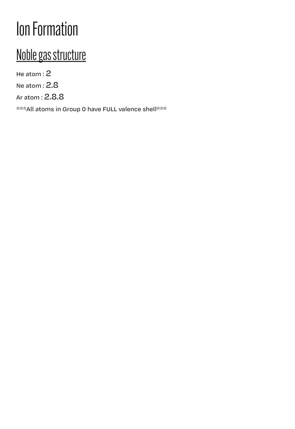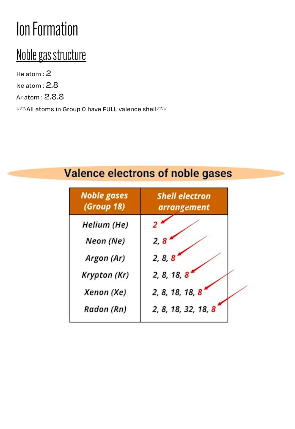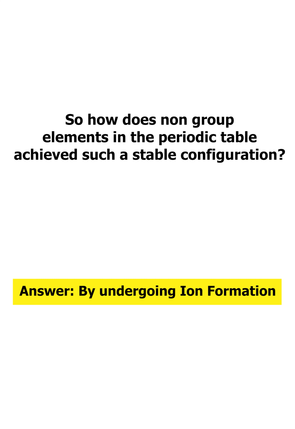So if we pay attention to the arrangement of electrons in those elements, we will notice that these noble gases have all their outermost electron orbitals filled to the maximum. Because these elements have full valence orbitals, we say that they possess noble gas structure. This is a stable configuration, and thus, noble gases are inert and very unreactive. Then how do non-group 0 elements in the periodic table achieve such a stable configuration? They do so by undergoing ion formation.